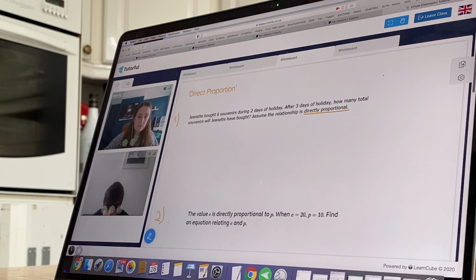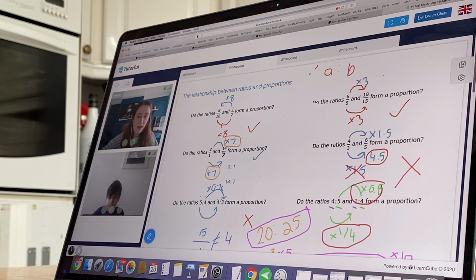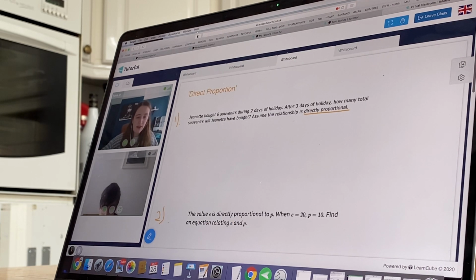And you bought 6 souvenirs. So we've already done this one, in the recap. We did it like this. 6 souvenirs is 2 days, 9 souvenirs is 3 days, times them both by 1.5. So the new method, if you like, is doing this direct proportion thing.